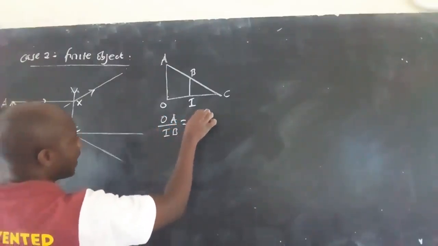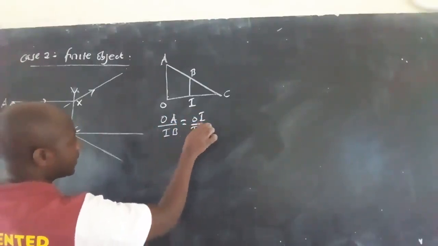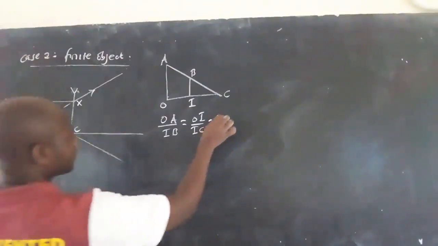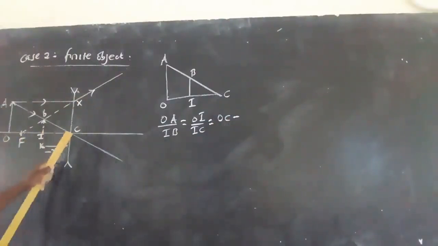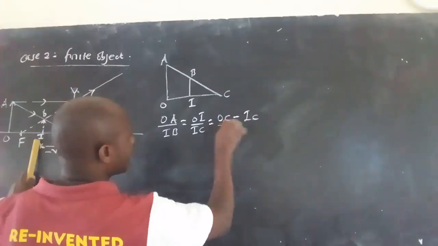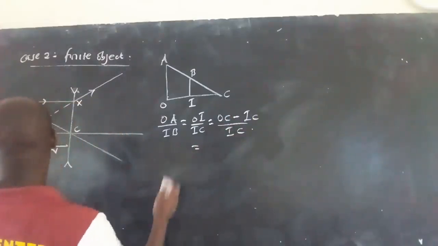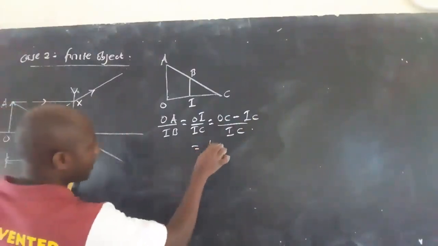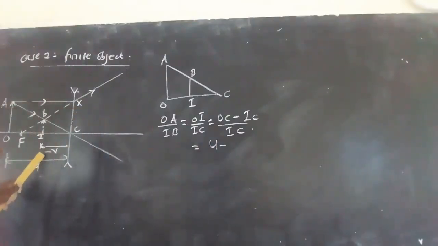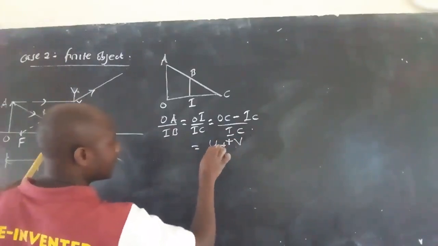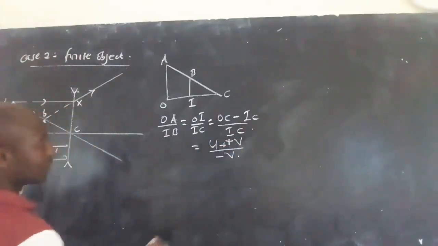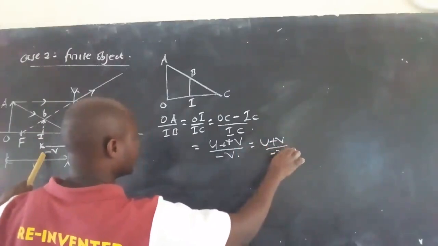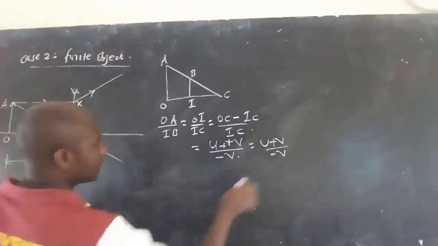ID will give us OI divided by IC. But OI is the same as OC minus IC, divided by IC, which will become OC is U, U minus IC, where IC is negative V, which becomes plus, divided by negative V. So which gives us U plus V over negative V. Okay?